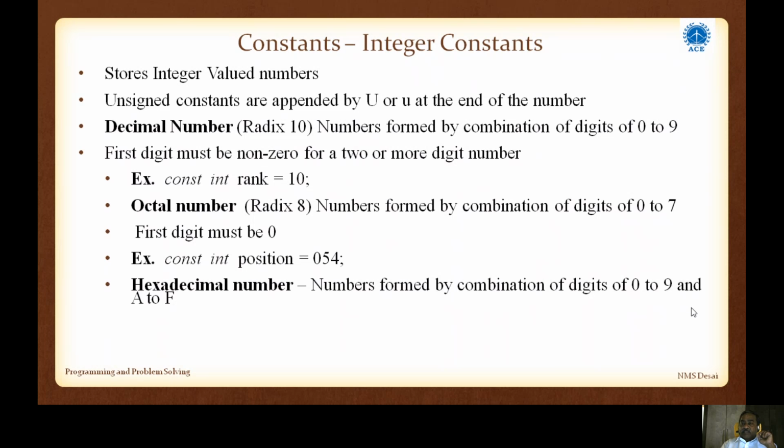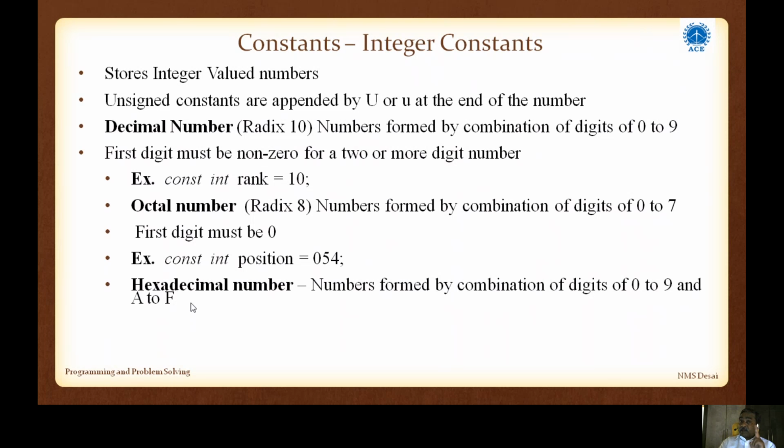Hexadecimal number. That is, the base is 16 now. So the largest digit will be 15, but it will not be represented as 15. It will be represented as F. So the symbols in hexadecimal numbers are 0, 1, 2, 3, 4, 5, 6, 7, 8, 9, 10 digits, and then A, B, C, D, E, F, right? F in hexadecimal is 15 in decimal, right?